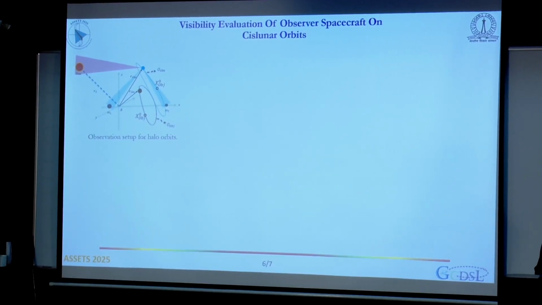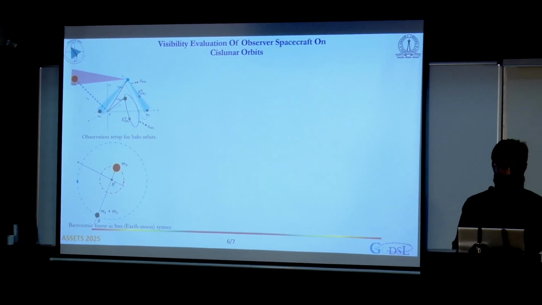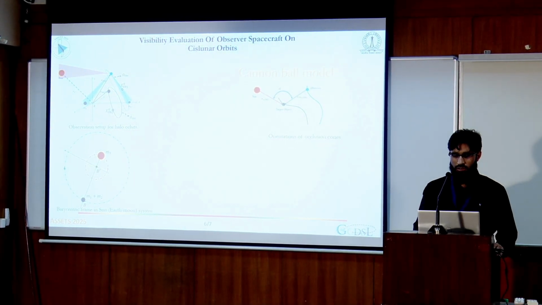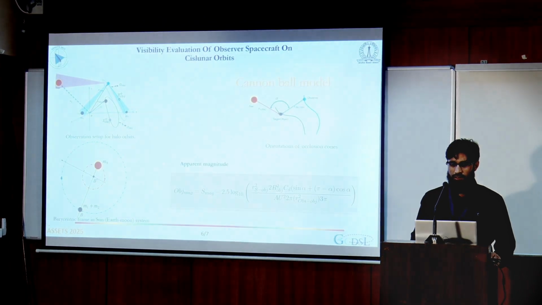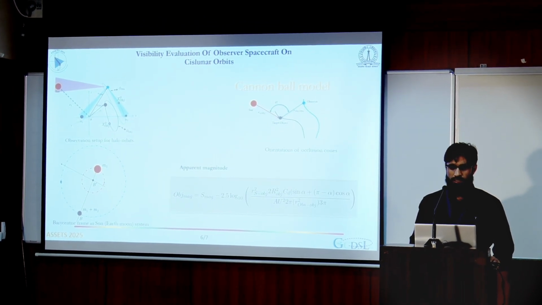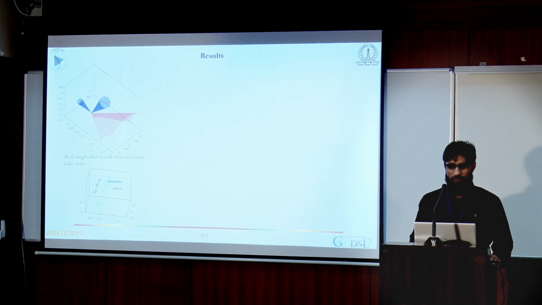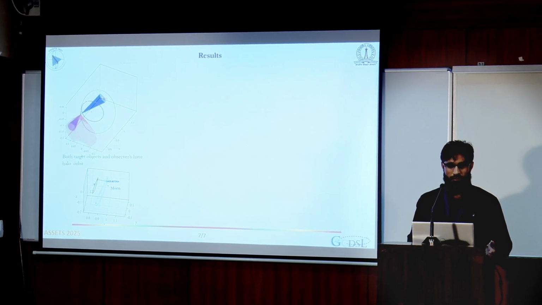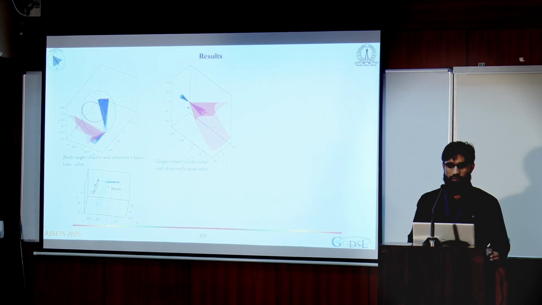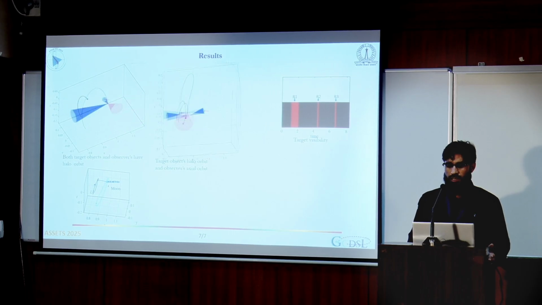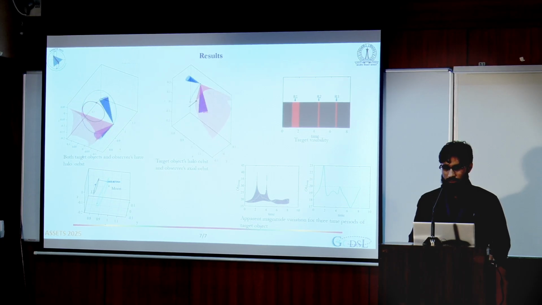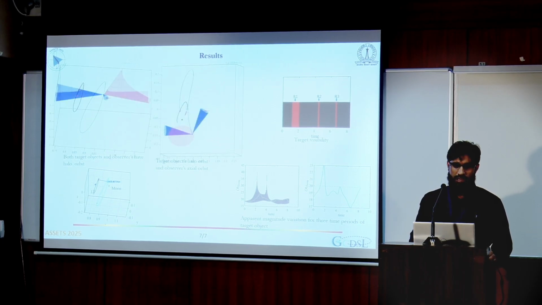So coming to the visibility part, the position of the Sun was chosen from the bicircular restricted four-body problem, and we use the Cannon ball model for evaluating the visibility as an apparent magnitude given by this equation. So these show the visibility of the observer moving in the halo orbits within these occlusion cones for different orbits, halo as well as the axial. And the red one shows the time periods where it is not visible, and this shows the variation of apparent magnitude with respect to the time.